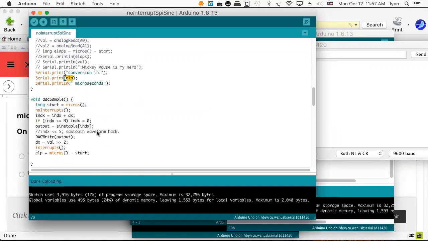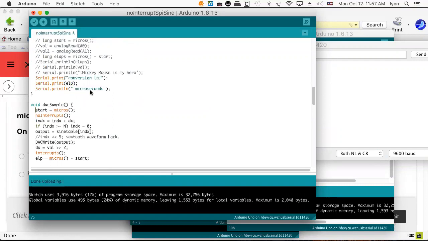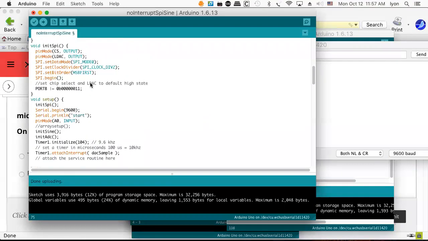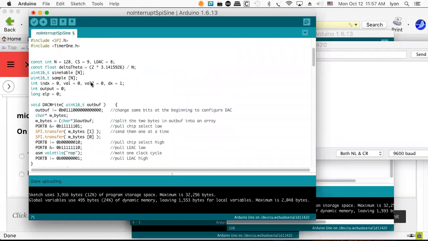In fact, I could make the start a global as well. That way you don't have to locally initialize a new variable when you enter into the interrupt service routine. It's a bit of a speed hack. So we'll make the start equal to 0.